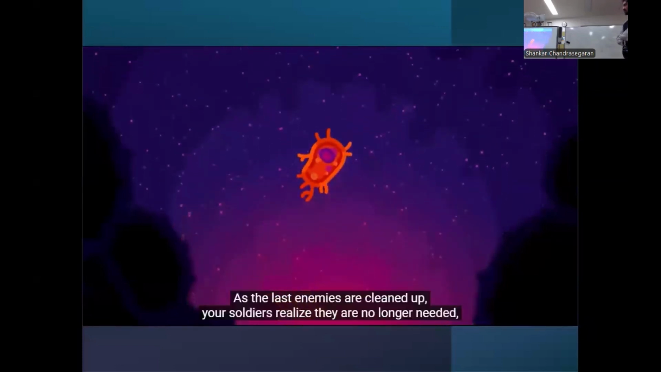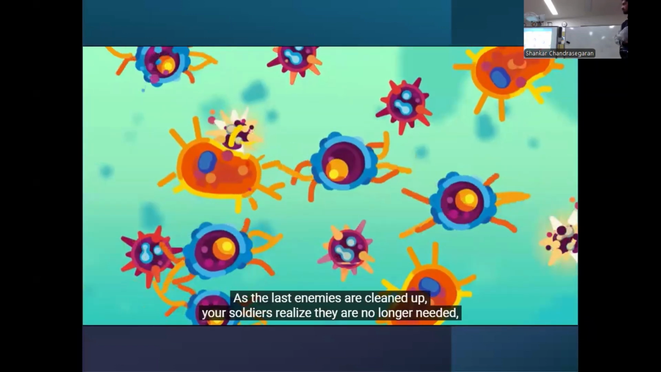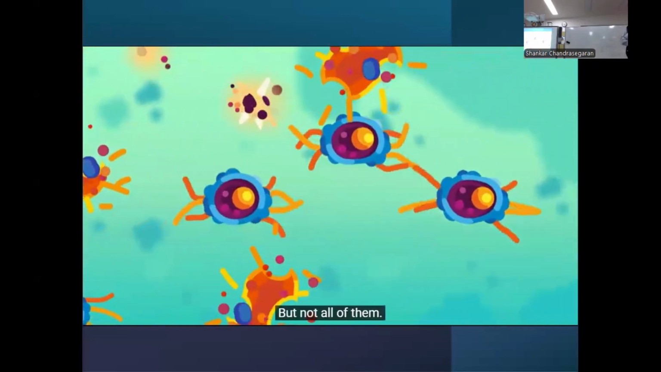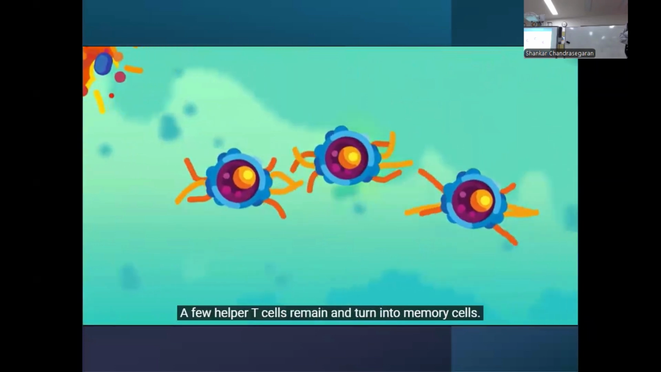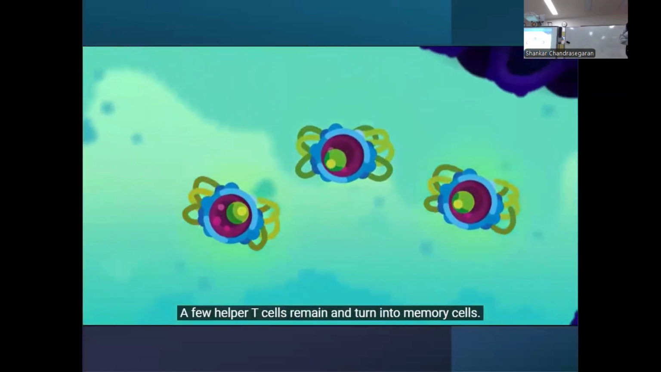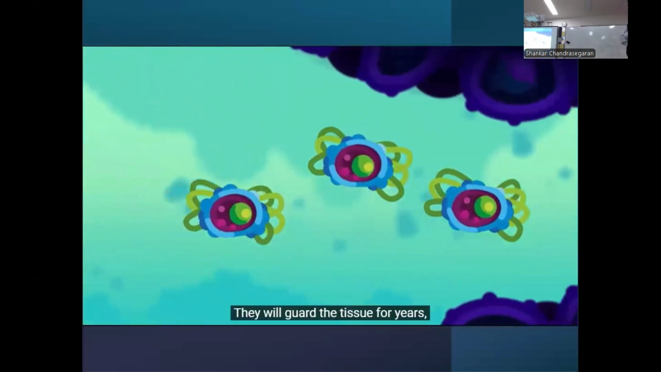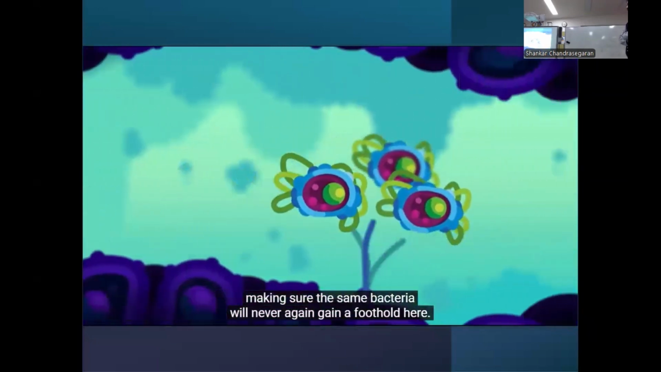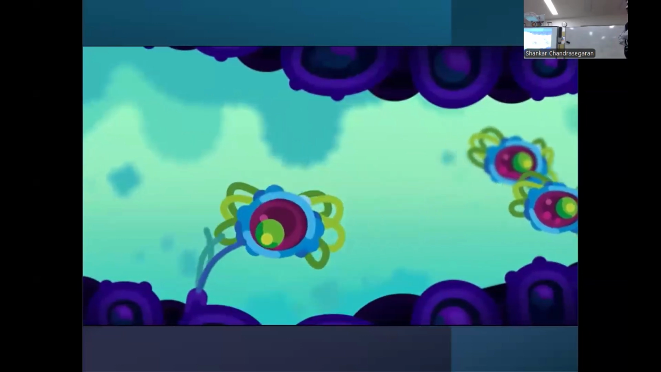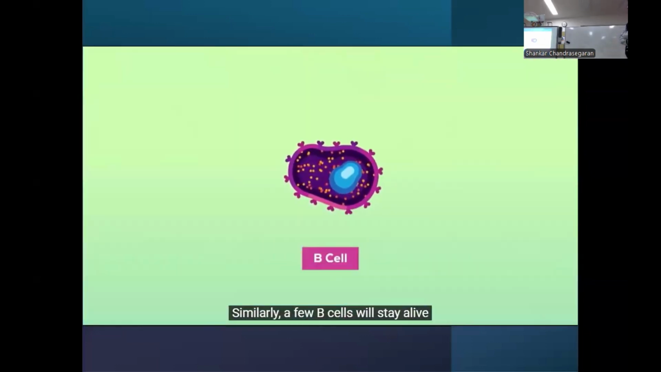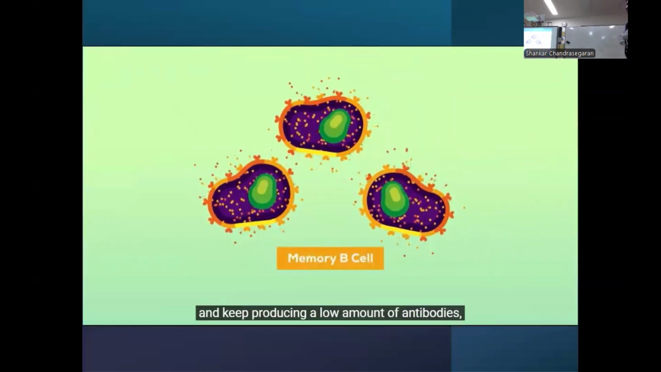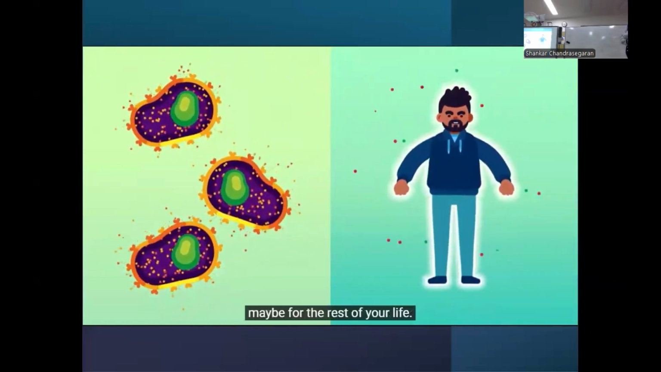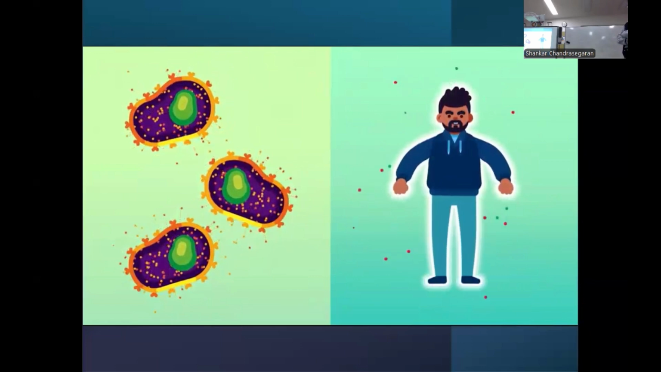As the last enemies are cleaned up, your soldiers realize they are no longer needed and begin to kill themselves to save resources. But not all of them. A few helper T cells remain and turn into memory cells. They will guard the tissue for years, making sure the same bacteria will never again gain a foothold here. Similarly, a few B cells will stay alive and keep producing a low amount of antibodies, making you immune against this bacteria, maybe for the rest of your life.